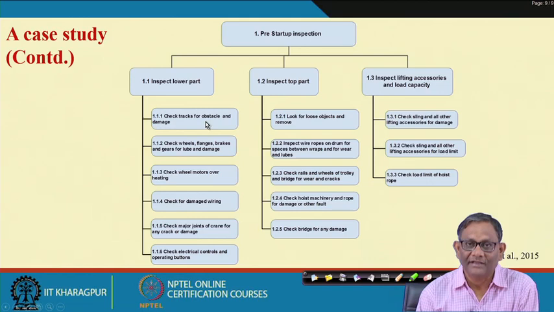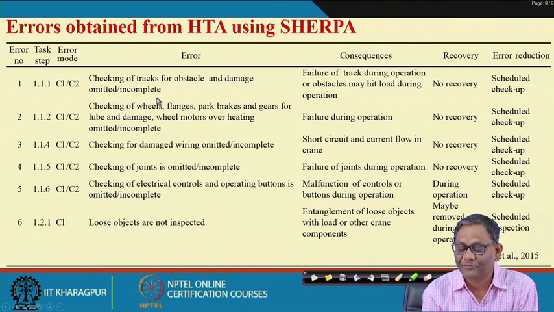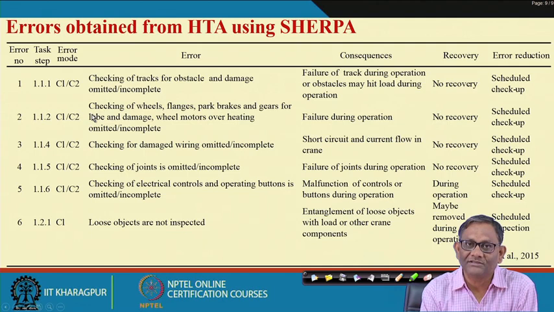Then check tracks for obstacle and damage: omitted or incomplete. This check is omitted, or the check is incomplete. So it is basically a checking error, either omitted or incomplete. From the SERPA taxonomy, you know the error modes, and from the task analysis, you know the task. You compare the two.